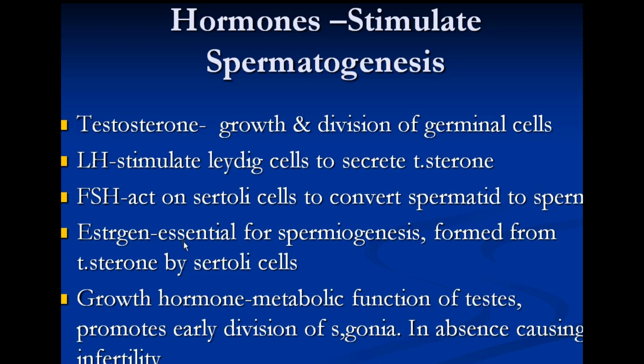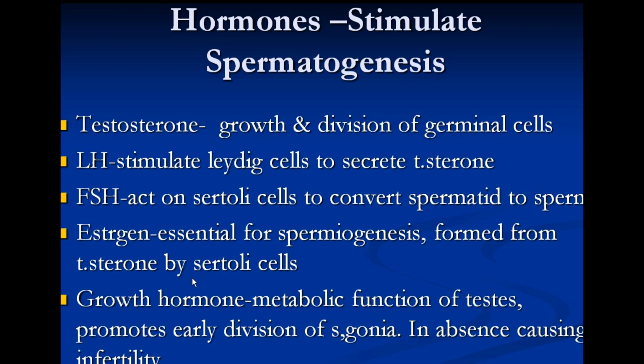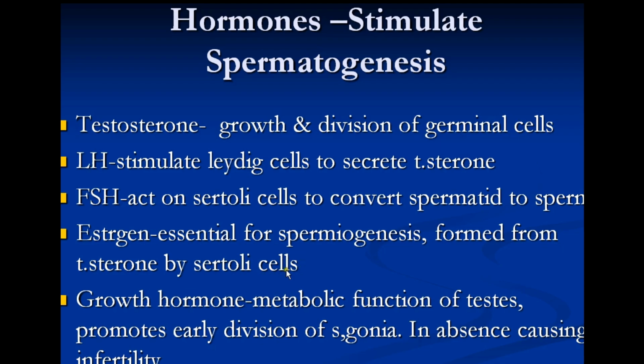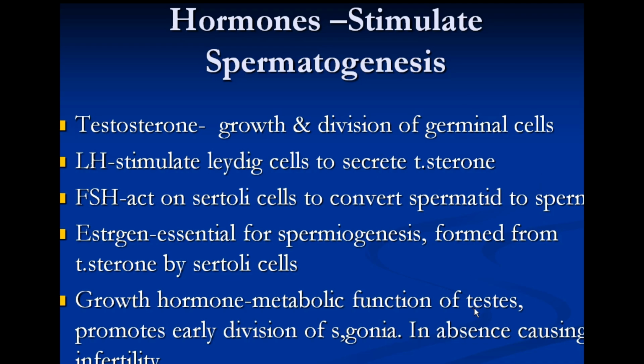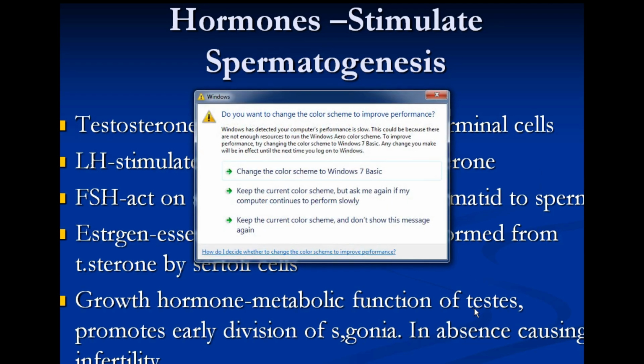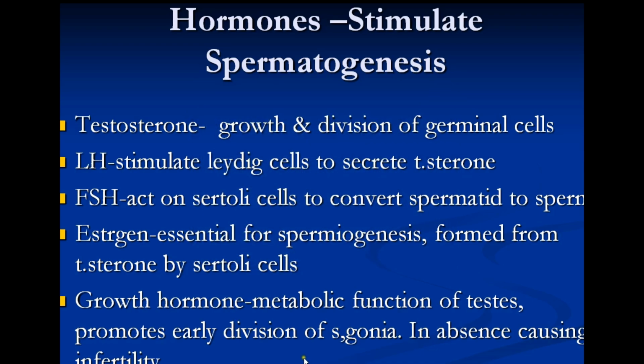Estrogen is also required, essential for spermiogenesis, and estrogen is formed from testosterone by the Sertoli cells, because Sertoli cells have certain enzymes which aromatize testosterone in order to form estrogen. Growth hormone is also required for the metabolic function of the testes, which promotes the early division of the spermatogonia. In the absence of growth hormone, the person becomes infertile.